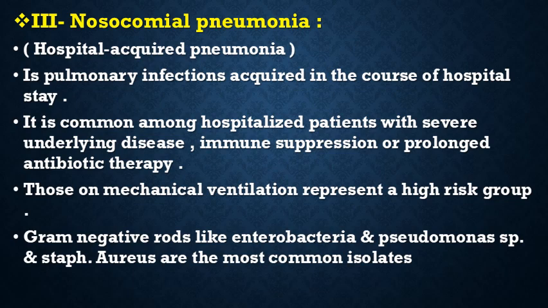Another type of pneumonia is that acquired in the hospital, nosocomial pneumonia, which is a pulmonary infection acquired in the course of hospital stay. When the patient stays for a long period of time in the hospital, they acquire this type of pneumonia. It is most common among hospitalized patients with severe underlying disease, maybe CVA or immune suppression or prolonged antibiotic treatment, or patients with stroke, or those with mechanical ventilation. They represent the higher risk group. Gram-negative rods like Enterobacteria and Pseudomonas, and Staph aureus are the most common pathogens that cause this type of bacterial pneumonia.